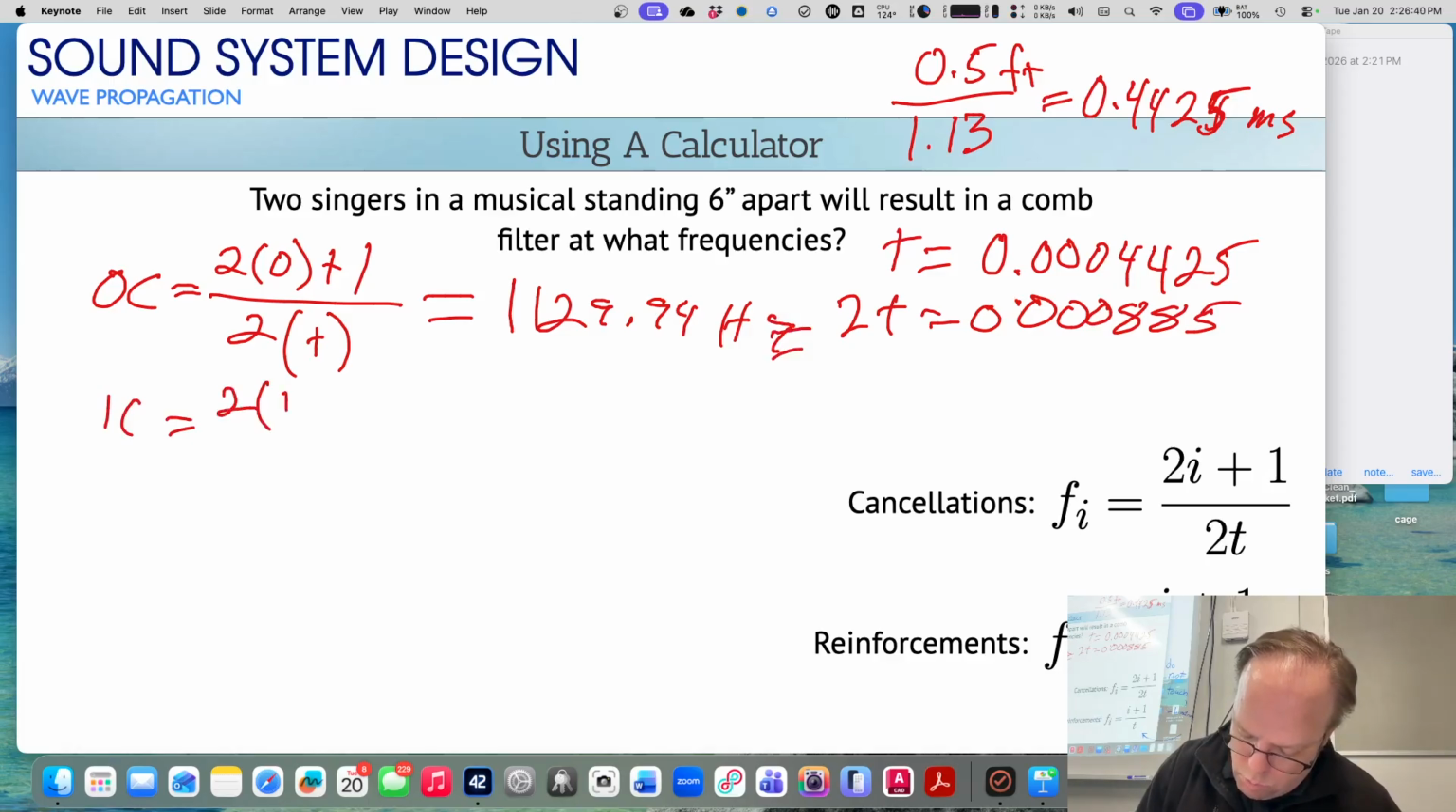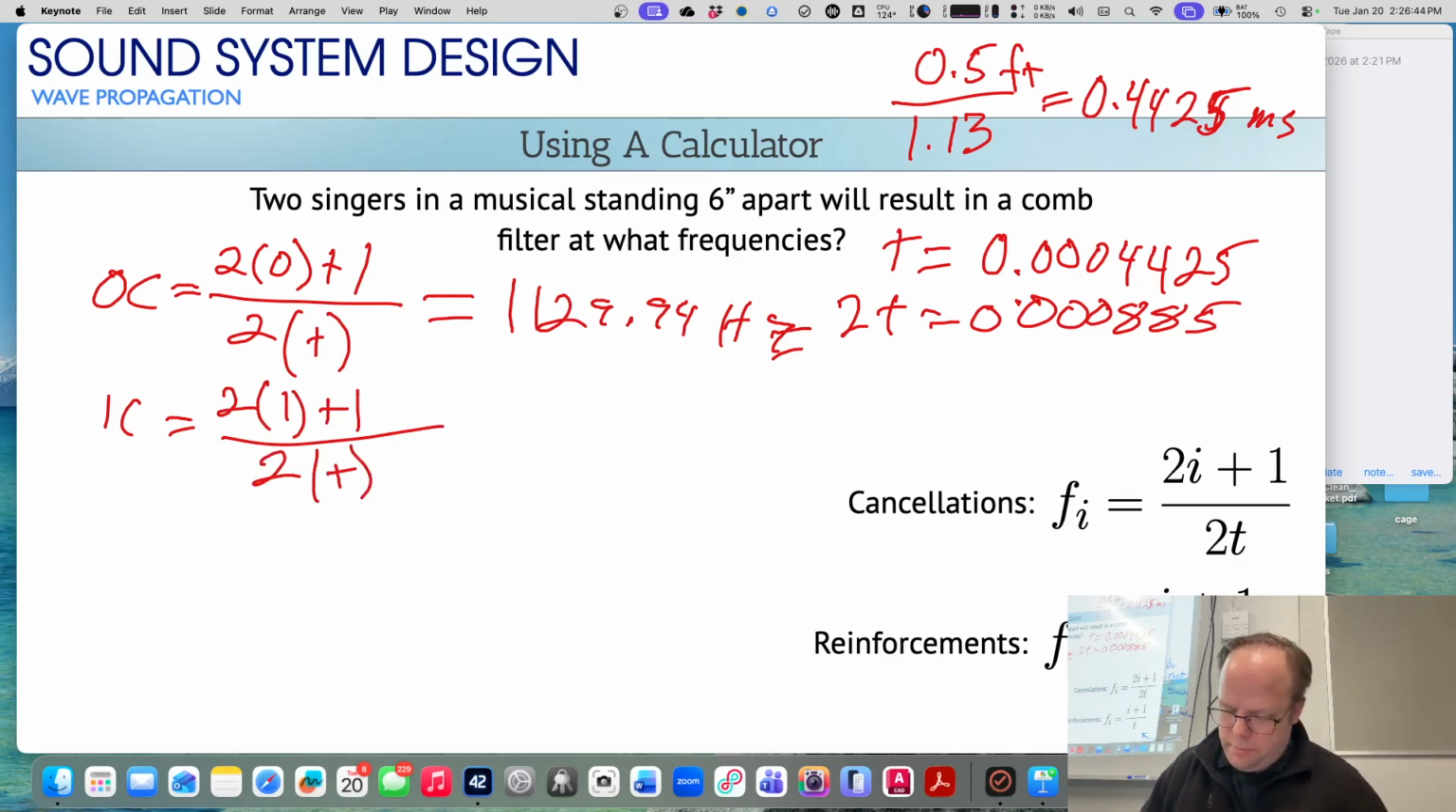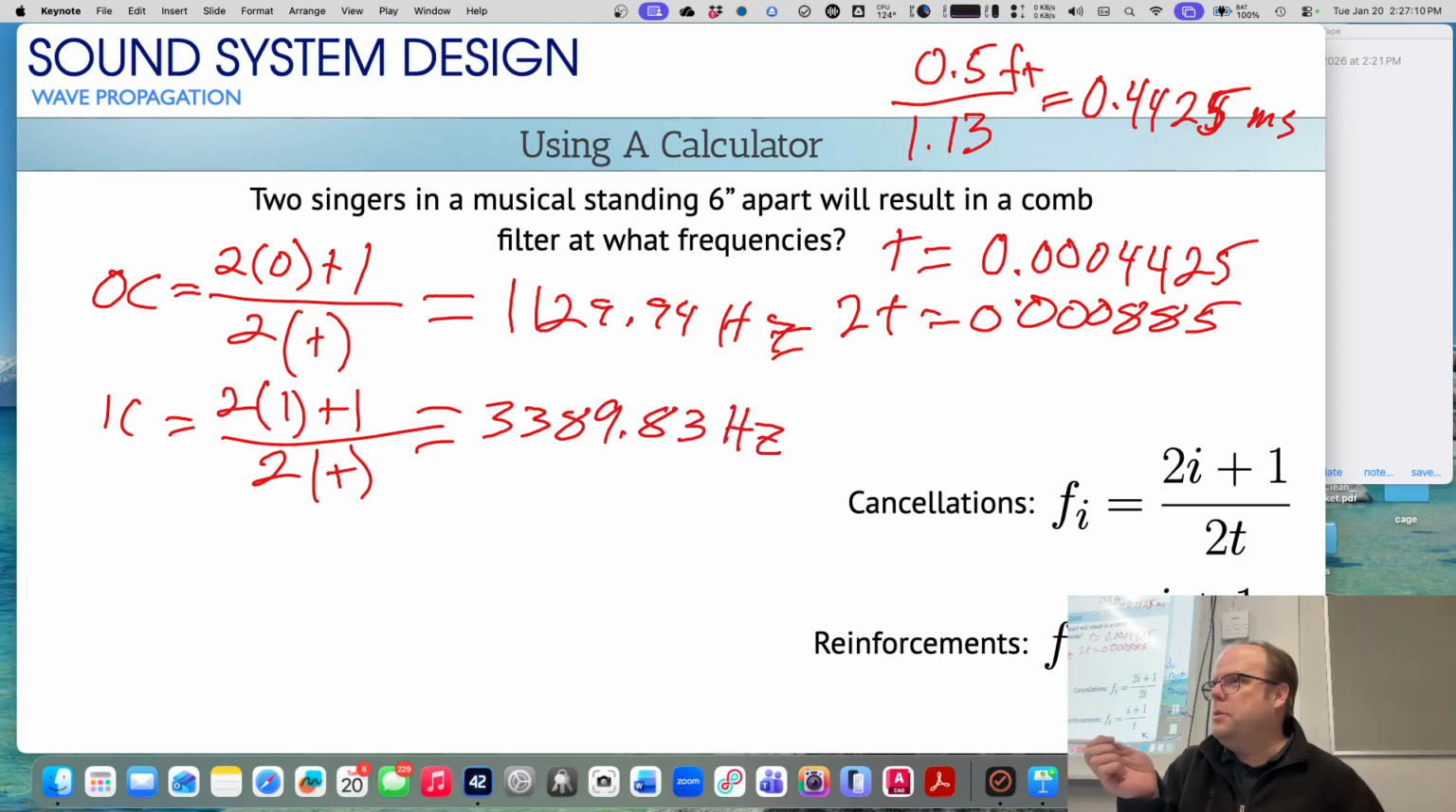2 times 1 plus 1, divided by 2 times t. What's that? I got 3,389.831 hertz. Anybody else get that? I need one more with that same answer. All right, Emma got that. It must be right.